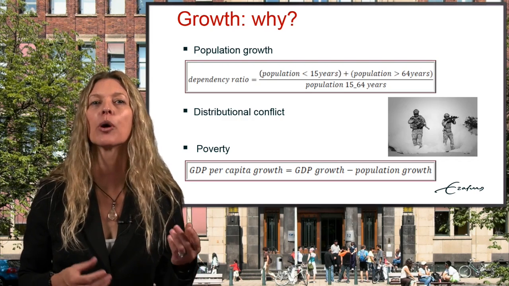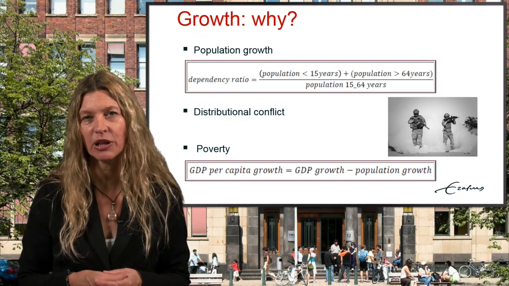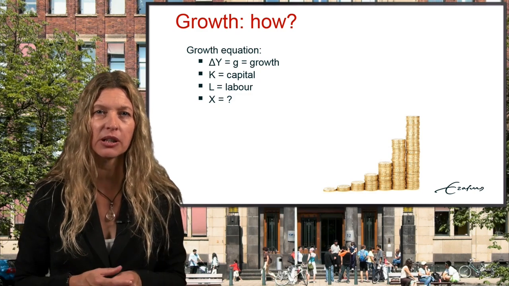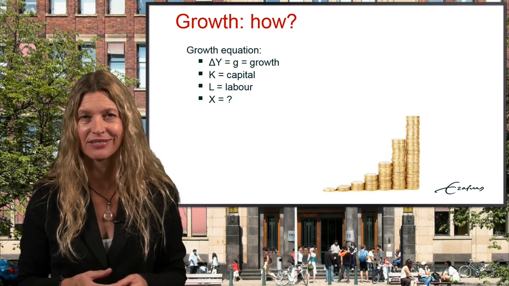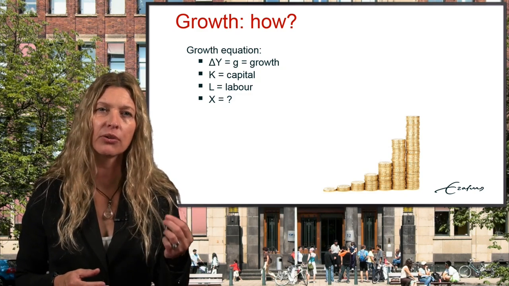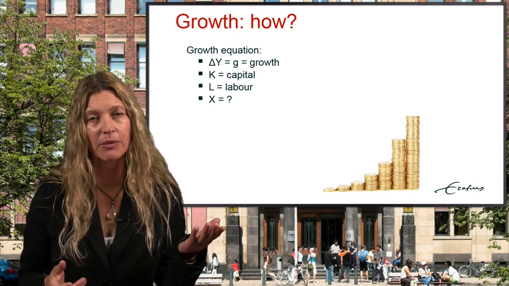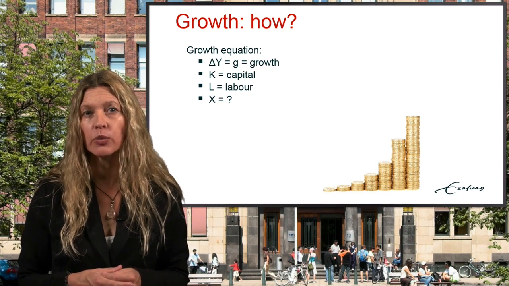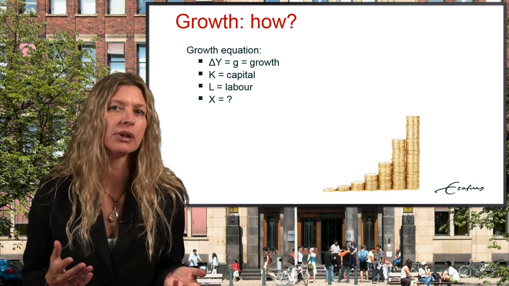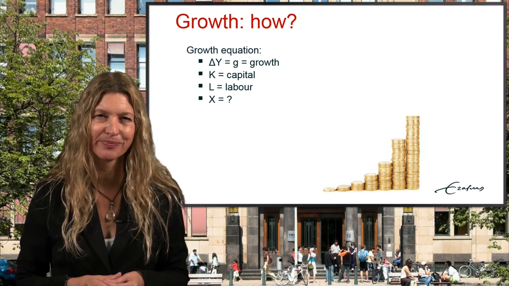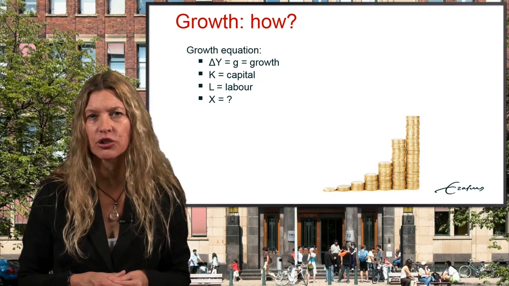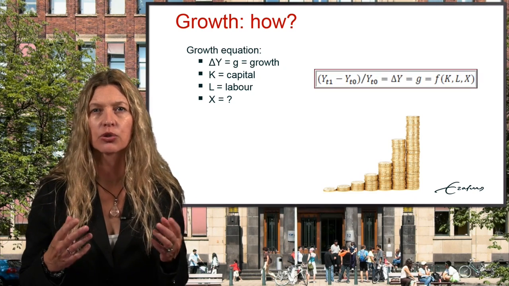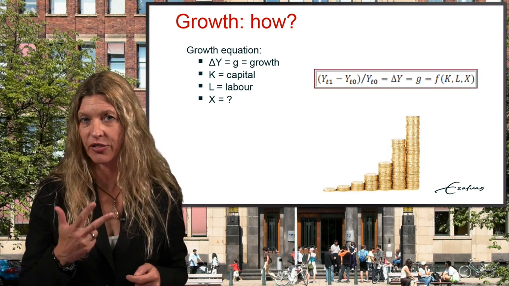Here we move on to the more practical question of how economic growth occurs. The simple answer to the how of economic growth is look at the growth equation. Remember that economic growth is the increase in GDP, and remember that the symbol for GDP is Y. For growth in Y, we use the symbol G or simply delta Y for a change in Y. The growth equation shows how growth is technically generated. It shows that Y increases as a function of 3 variables.